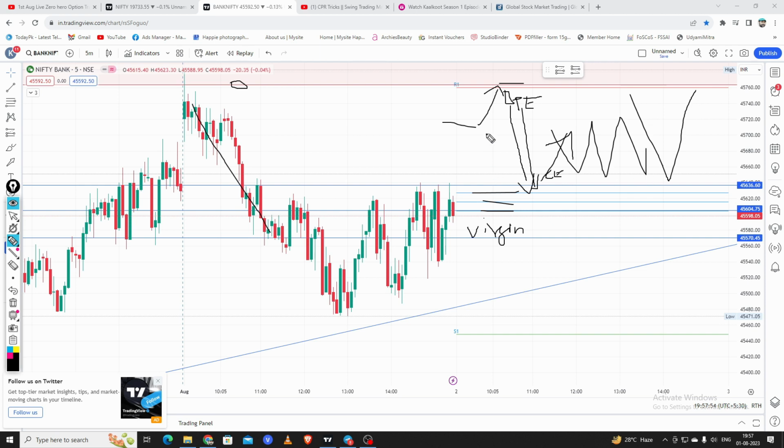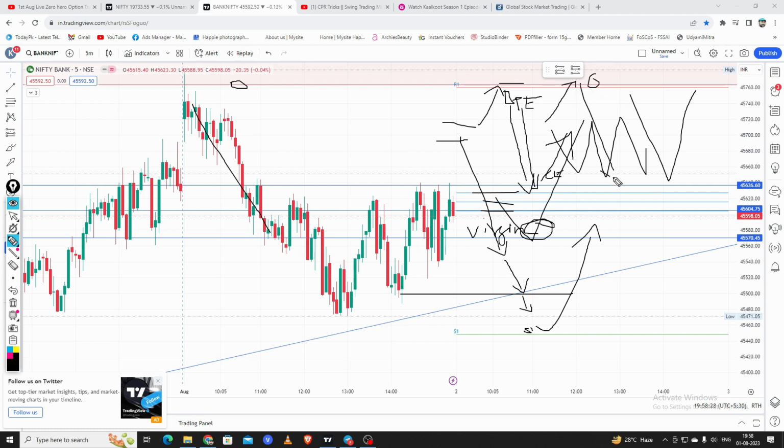If in any case it is opening here and breaking this level, you can trust only until this level, and this is the trend line also. If in case it is breaking the trend line, you can go for the S1 level. From here, it may bounce again. Since this is a virgin CPR, whenever the price comes here, it will bounce like this. And if it is going upside, if it is touching this VCPR here, it will come down again.